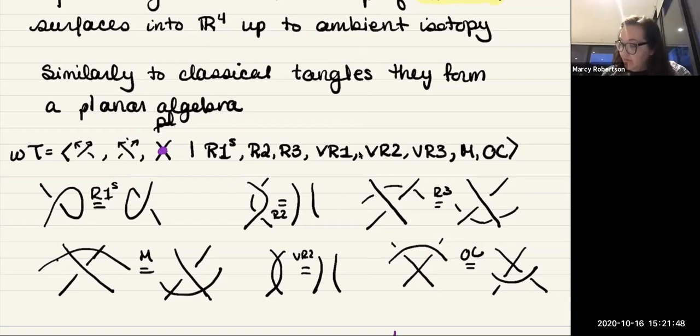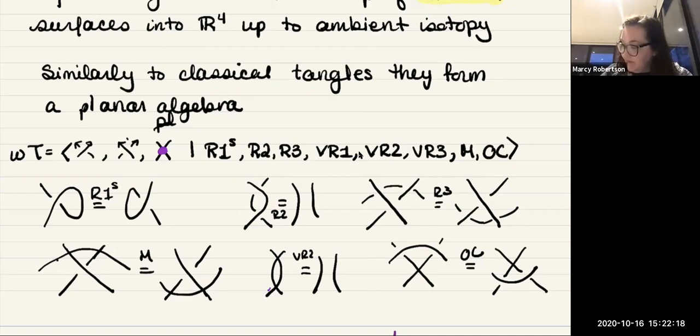Here, these are the standard Reidemeister moves. This is the framed R1. And then I drew some of them. There are virtual Reidemeister moves for these virtual crossings. For example, you have a virtual R2, which is exactly like regular R2, but with virtual crossings. And then you have a mixed move, how they interact. And then you have this OC, which is over crossings commute.